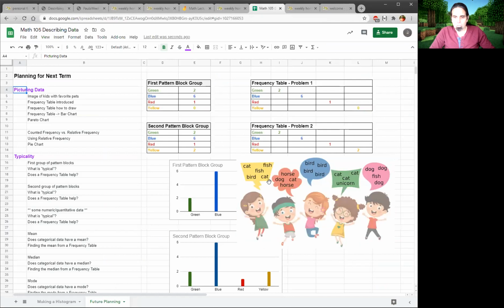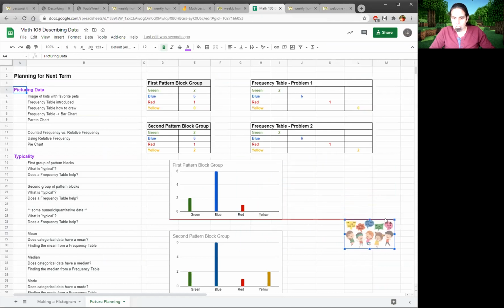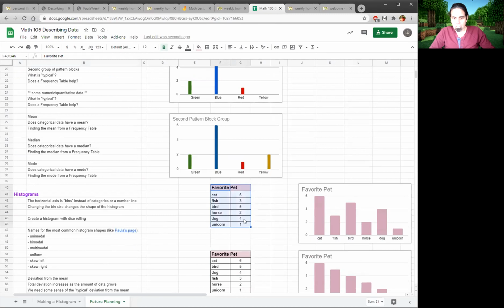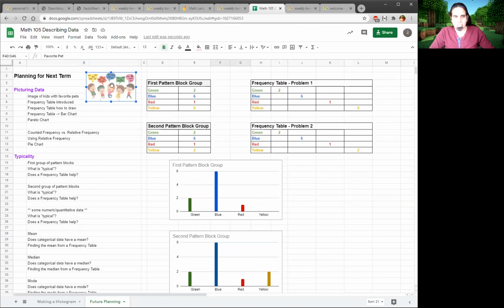And I would talk about this picture with kids with pets. I'm just going to shrink it down so we know what we're talking about. And I'm going to say, this is a frequency table about which kinds of pets they like. 6 of them like cats, 3 of them like fish, 5 of them like birds, and so on. So this is easier to look at than the picture of the kids jumping around with the words all over the place. That's why we draw frequency tables.